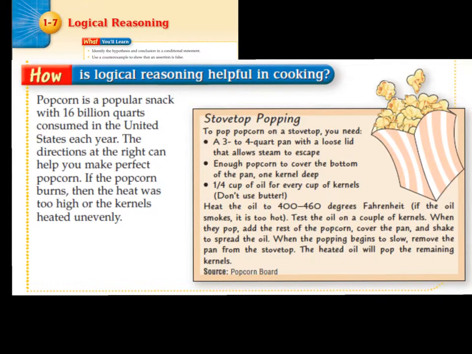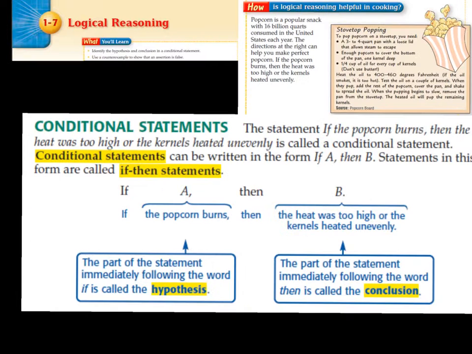If the popcorn burns, then the heat was too high or the kernels heated unevenly. The statement, if the popcorn burns, then the heat was too high or the kernels heated unevenly, is called a conditional statement. Conditional statements can be written in the form, if A, then B. Statements in this form are called if-then statements. The part of the statement immediately following the word if is called the hypothesis, and the part immediately following the word then is called the conclusion.